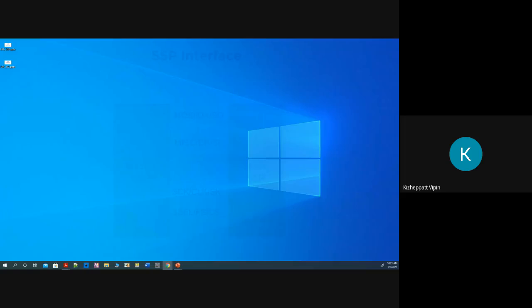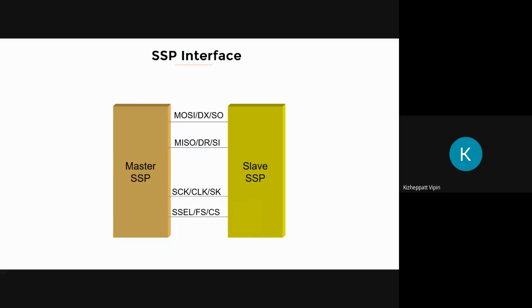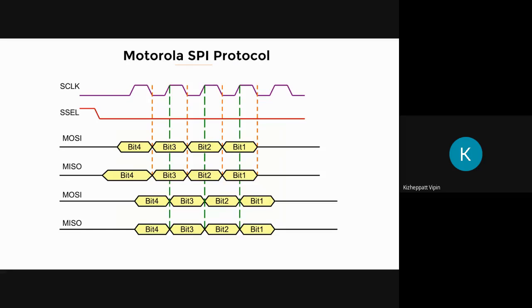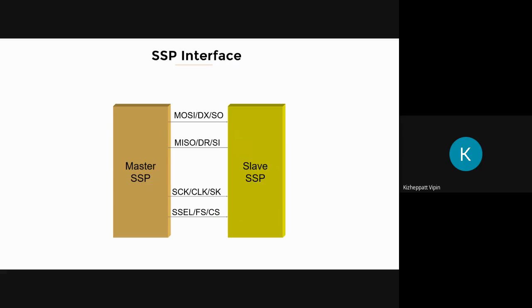So if you're using loopback on master, your output will get connected to the input itself. That is not happening outside the chip. Of course, you cannot do it outside the chip, right? What happens is within the chip itself, there will be a connection like this. So whatever data he is transmitting, he will get the same data back. That is what is happening in loopback.